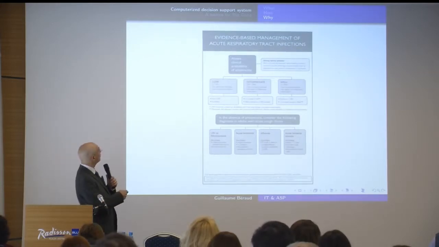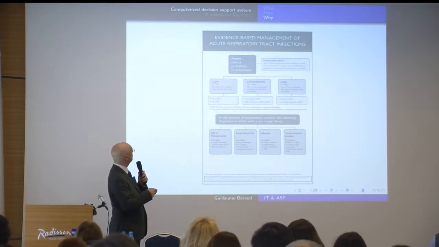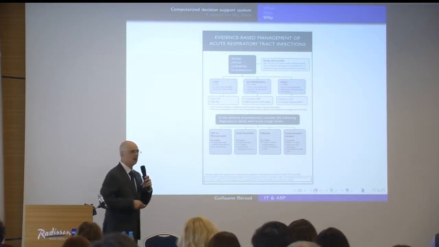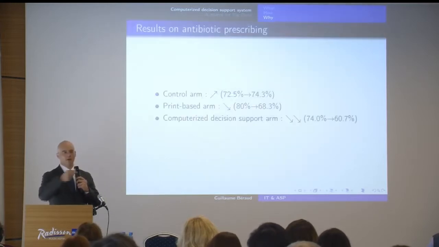So that was the poster. So you know, probability of pneumonia, low, intermediate, high: do nothing, consider antibiotics, or at least a radio and do something, and so on. So it was a paper and there was a computer system.